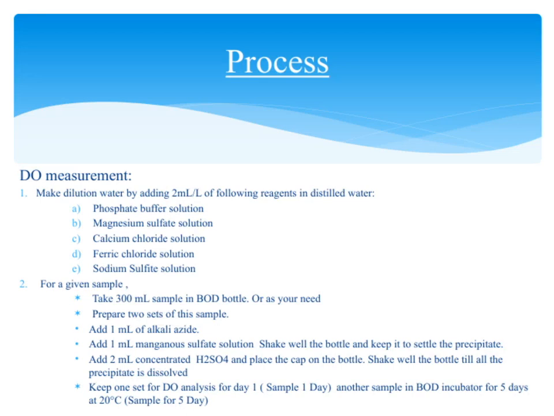Let's walk through the process step by step. First, we prepare our dilution water by adding 2 milliliters per liter of specific reagents into distilled water. These reagents include phosphate buffer, magnesium sulfate, calcium chloride, ferric chloride, and sodium sulfite solutions. The purpose here is to create a consistent environment for our measurements.